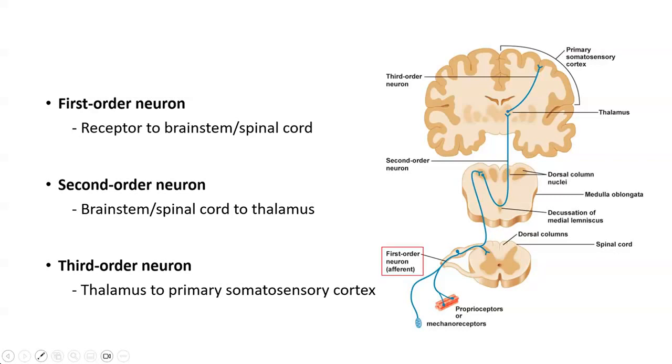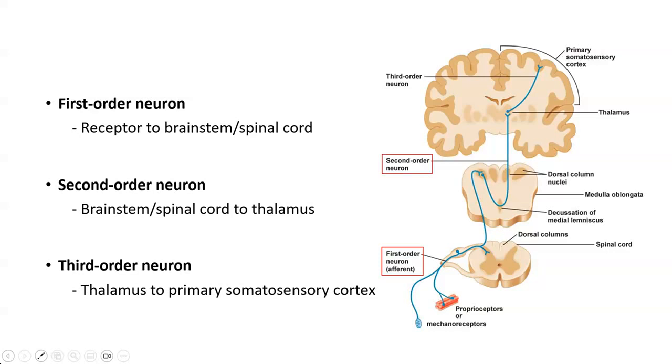So a first-order neuron is simply the first neuron in that pathway, and it conducts nerve impulses from the receptor into the brainstem or the spinal cord. From the face, mouth, teeth, and eyes, these nerve impulses will propagate along cranial nerves into the brainstem. From the neck, trunk, limbs, and posterior part of the head, these nerve impulses propagate along spinal nerves into the spinal cord.